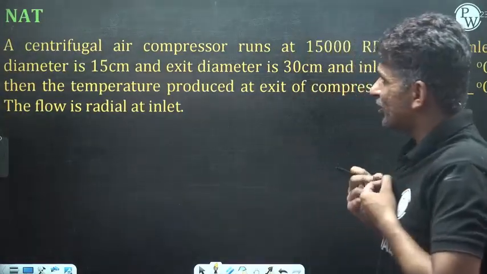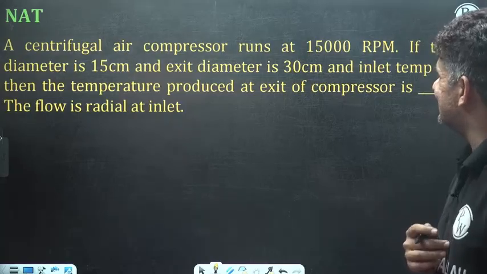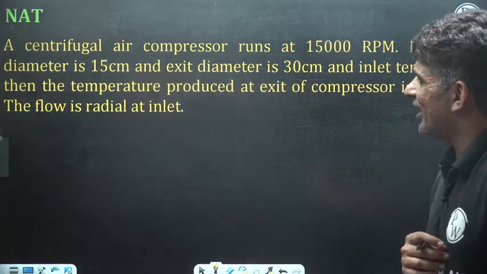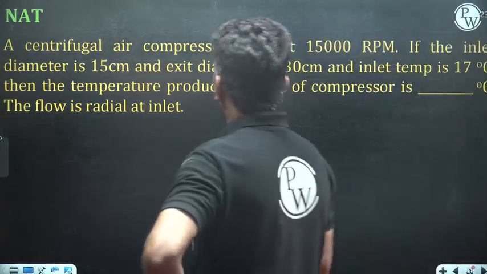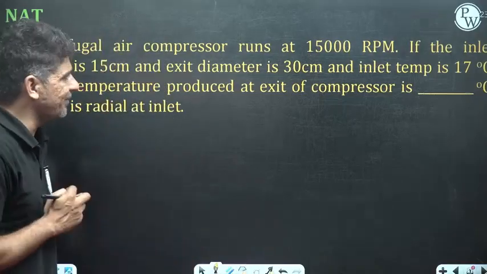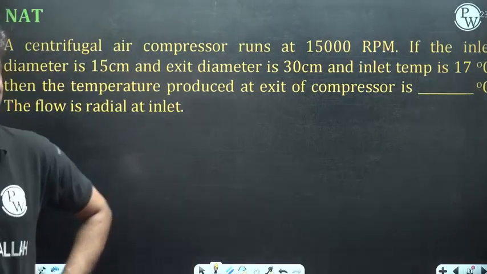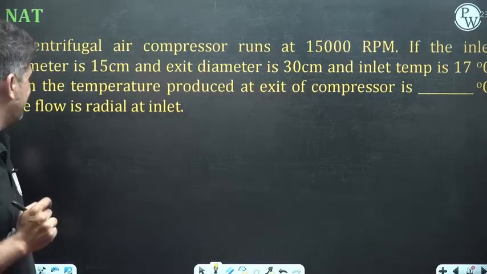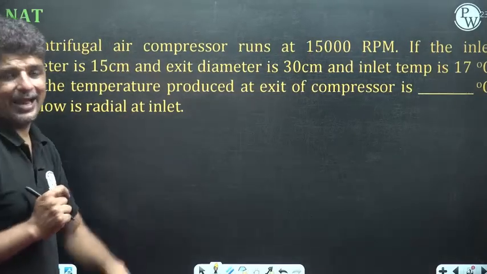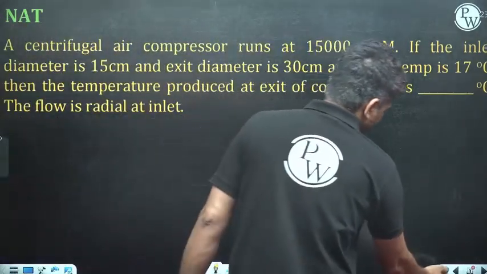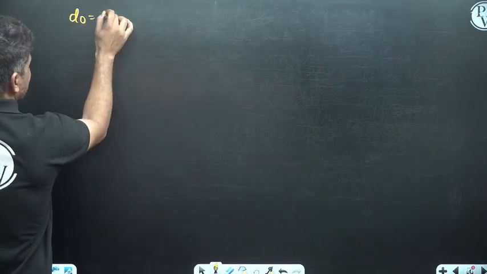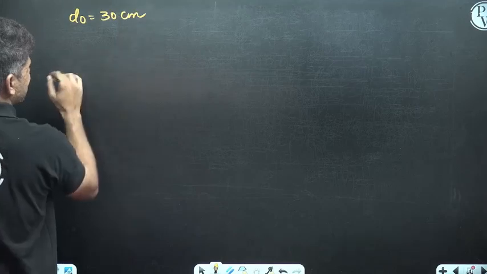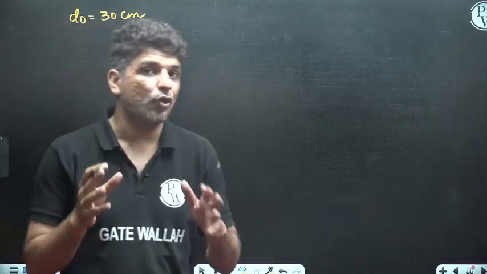Moving on to the next question, it says a centrifugal air compressor runs at 15,000 RPM. If the inlet diameter is 15 centimeter, the exit diameter is 30 centimeter, and the inlet temperature is 17 degrees centigrade, then what is the temperature produced at exit of the compressor? The flow is radial at inlet. So, he has given you that the outlet diameter D outlet is 30 centimeter, the inlet diameter is 15, and the flow is radial at the entry to the compressor.